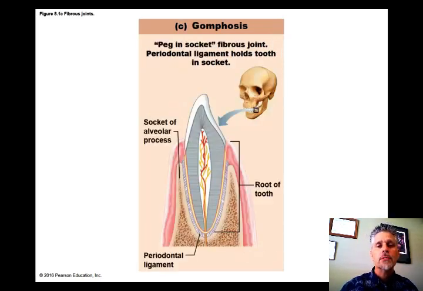And then we have gomphoses. So these are also held by, what's the category? Fibers. And this is kind of like a peg and socket type of joint where we have the tooth sitting within the socket. So these periodontal ligaments that we see here are the fibers of this type of fibrous joint.